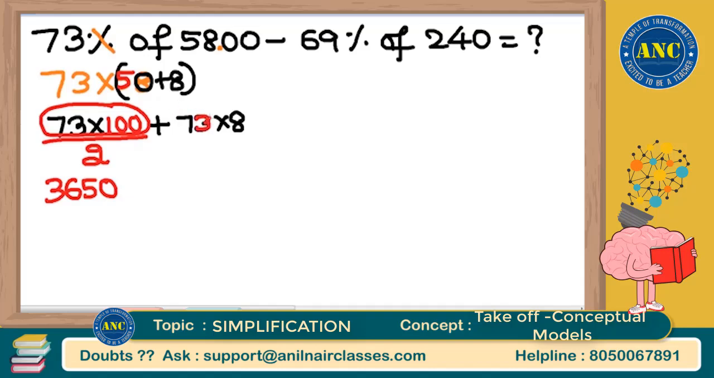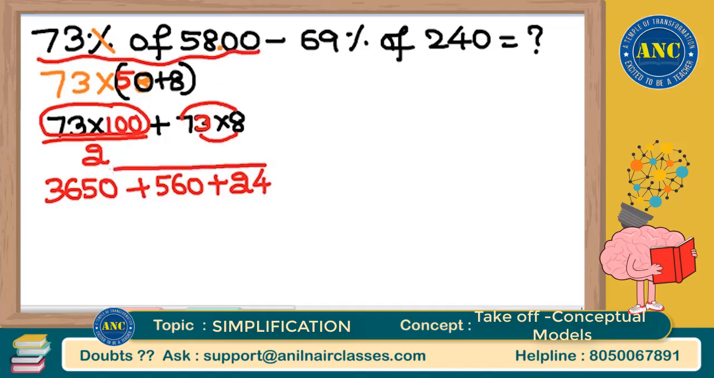Similarly, 73 into 8, don't do it. 70 into 8 is 560, right? 70 into 8 is 560 and 3 into 8 is 24. So this is the entire value of this expression. Don't add all these things and make it a bad number. Let us keep it as of now like this only, right?